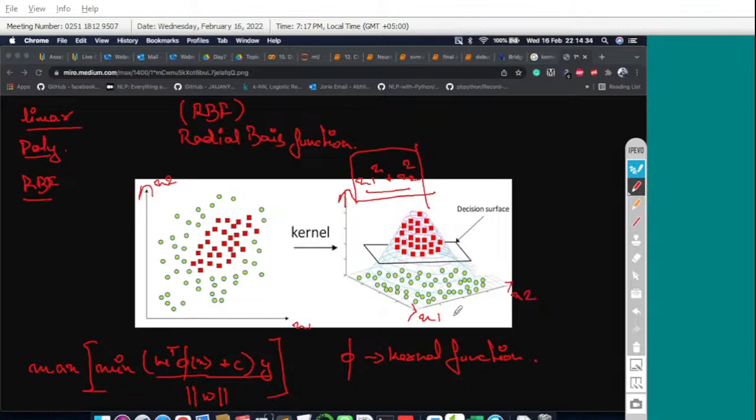So if you look at the exact research paper of support vector machines, this is what we will find.